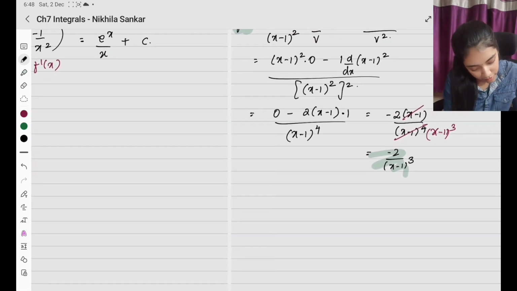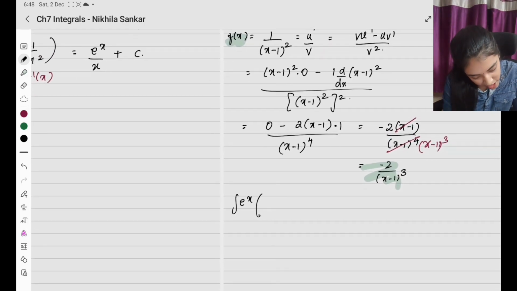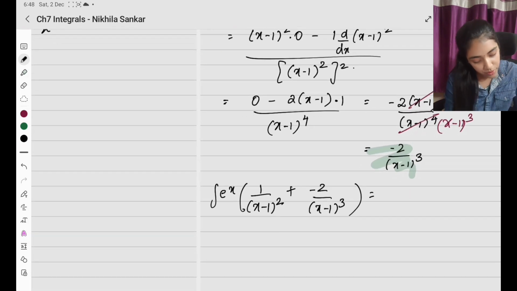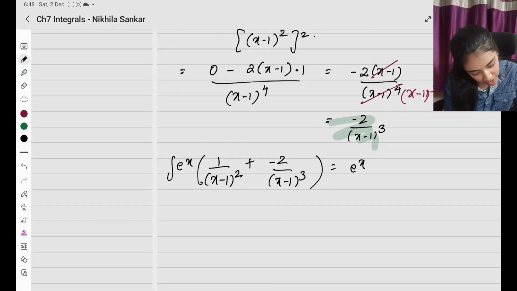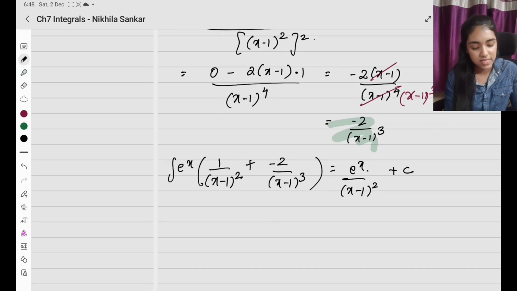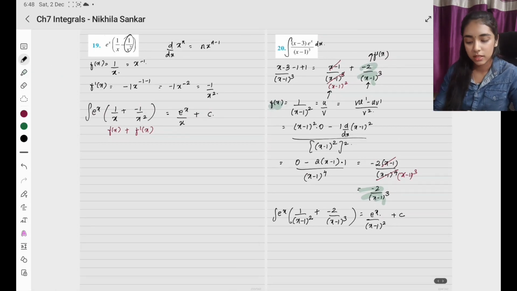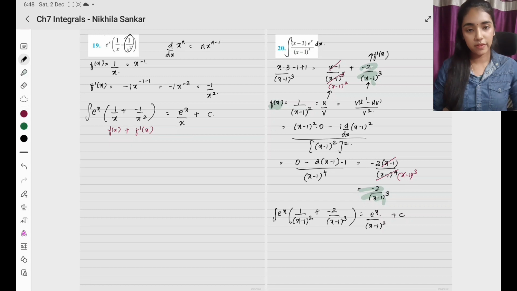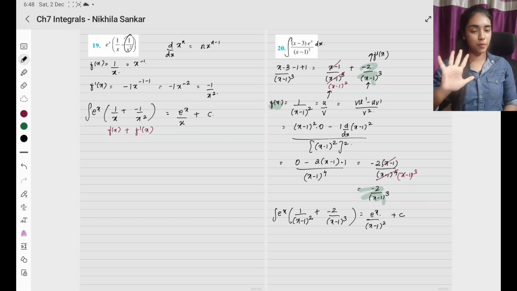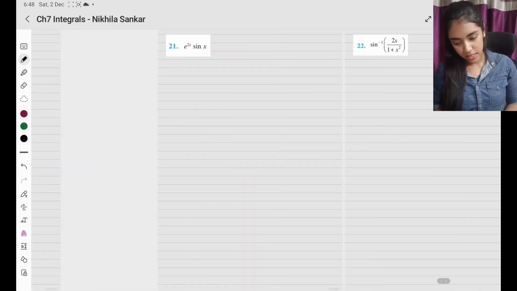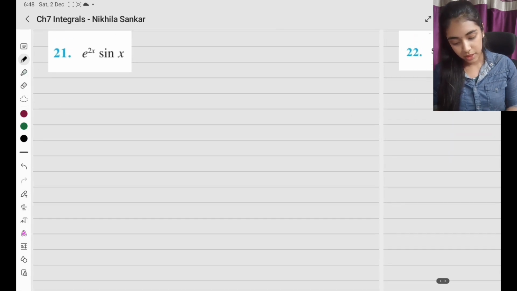So my question is of the form integral e to the x times f of x plus f dash of x, which is 1 by x minus 1 the whole square plus minus 2 divided by x minus 1 the whole cube, is going to be e to the x times f of x. So e to the x times 1 by x minus 1 the whole square plus c. Okay, simple. Just find out which is your f of x, f dash of x, so adhaan na check pannum. Okay.